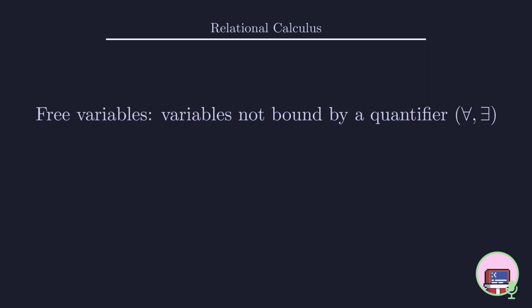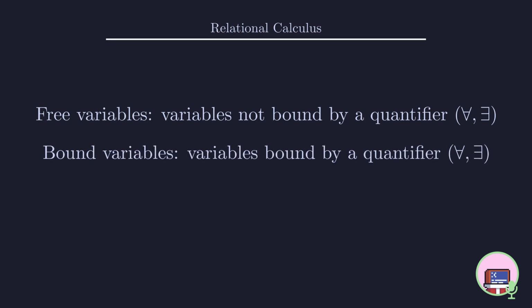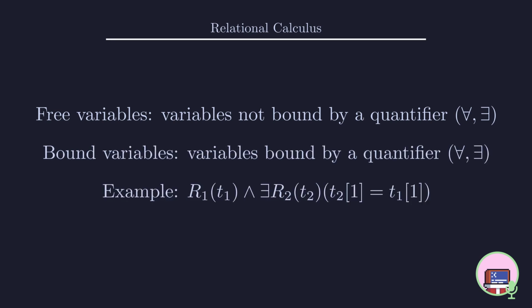Next, we'll need to understand the difference between free and bound variables. Free variables are not bound by a quantifier. Bound variables are bound by a quantifier, either for all or there exists. For example, in this expression, t1 is a free variable and t2 is bound by the there exists quantifier.